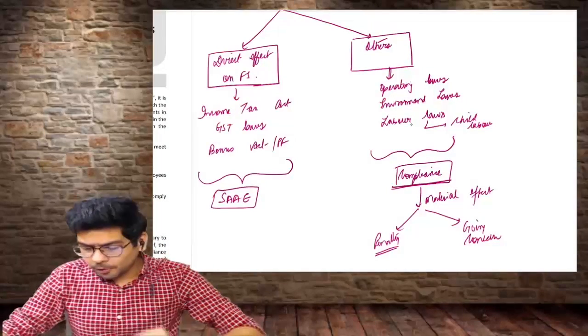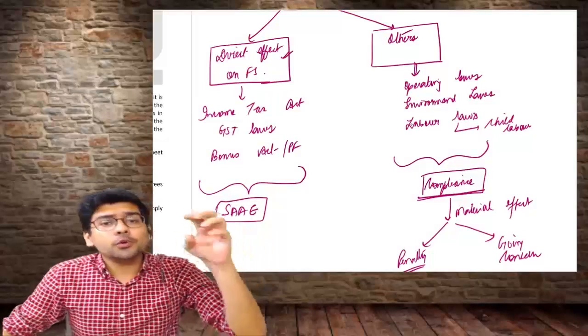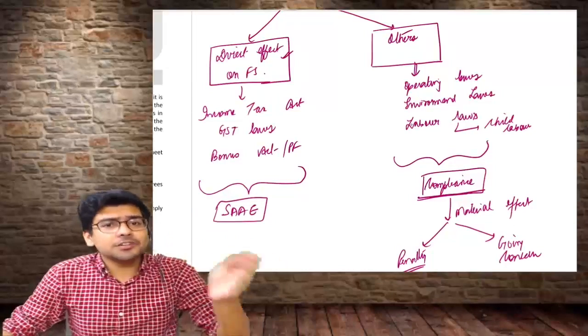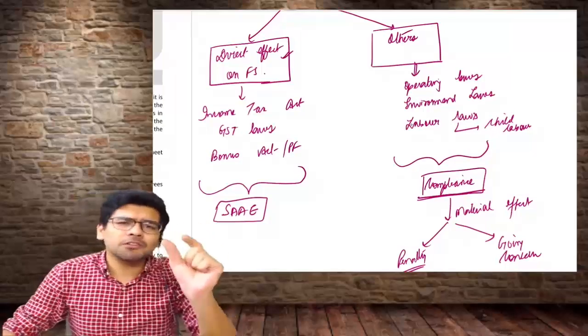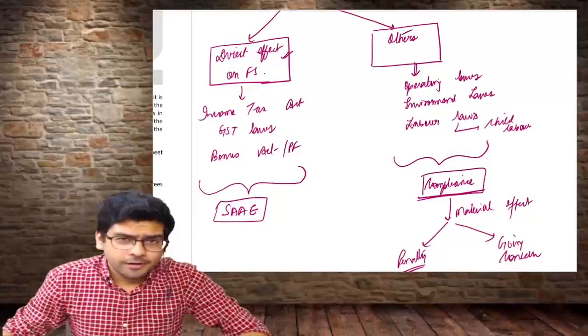So understand my point. What I'm trying to say is, for the laws which have direct impact, the auditor is going to ensure he obtains sufficient and appropriate audit evidence, just to see that whatever figures are written in the financials with respect to these laws, whether they are true and fair or not, okay.